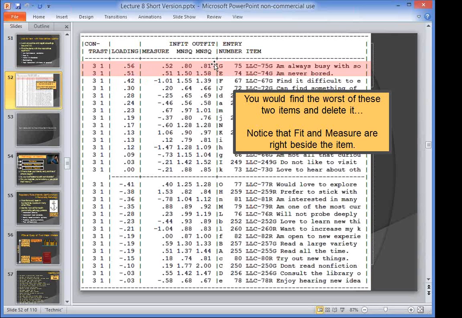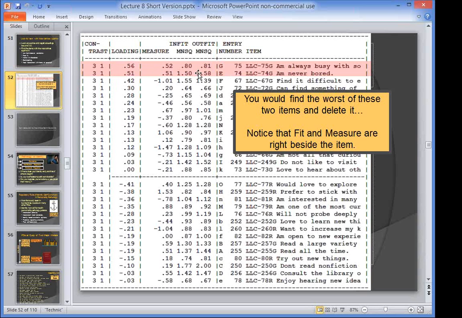The other item has a fairly decent fit, so the item "am never bored," even though it loads slightly less, the fit is really bad. That item is going to go, right? And once that item is removed, the amount of variance that's in the contrast is going to decrease. That may well pull the number below 2.0, and you don't have to worry about it anymore.